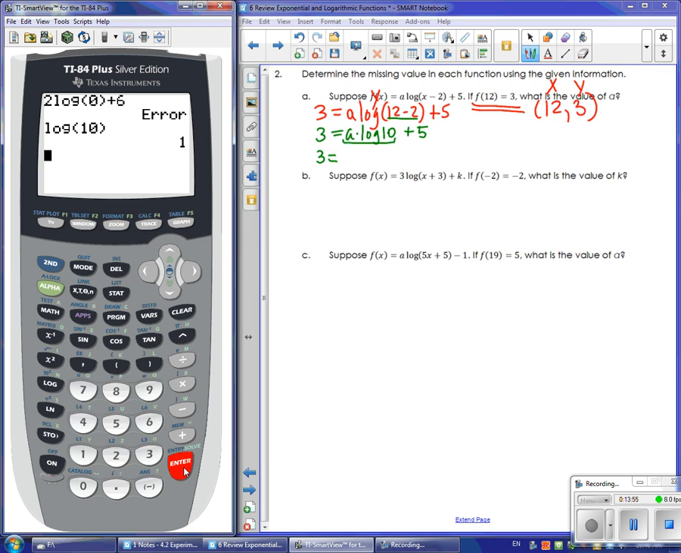3 is equal to 1 times a, which is still just a, plus 5. Now this is just a linear equation. If we subtract 5 from both sides, we get that a is equal to negative 2.